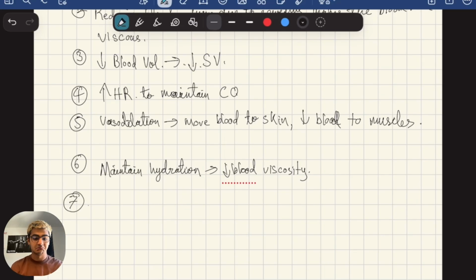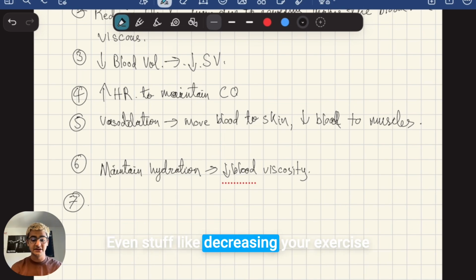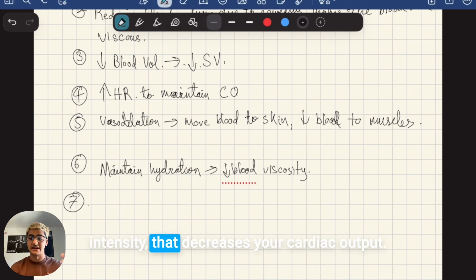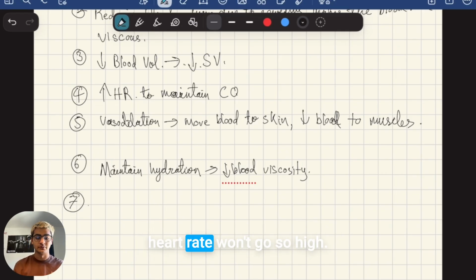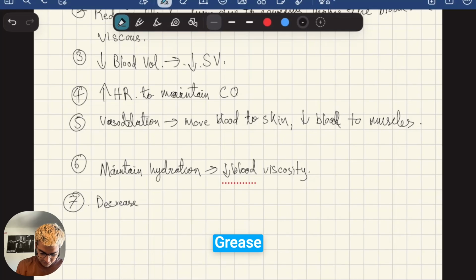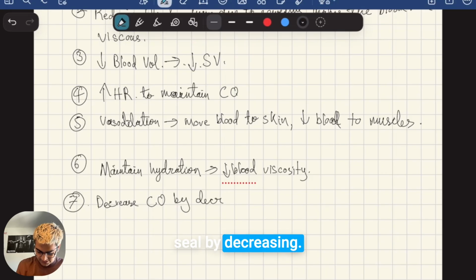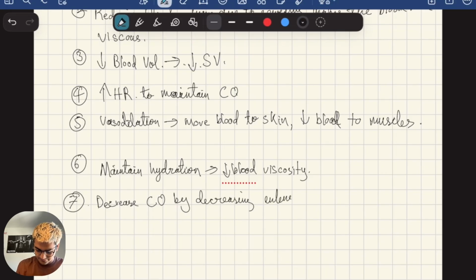Okay? Even stuff like decreasing your exercise intensity, that decreases your cardiac output, hence your heart rate won't go so high. So decrease CO by decreasing intensity.